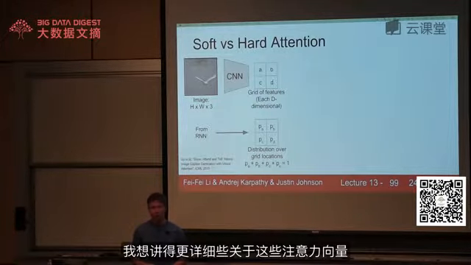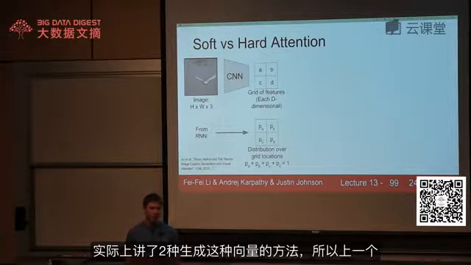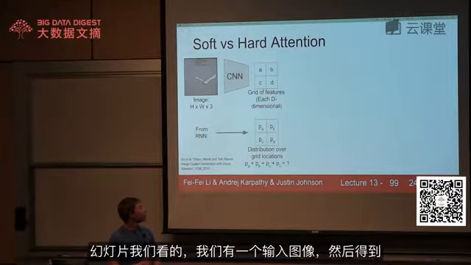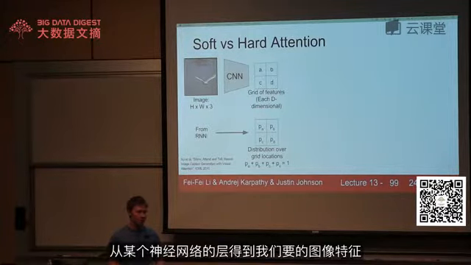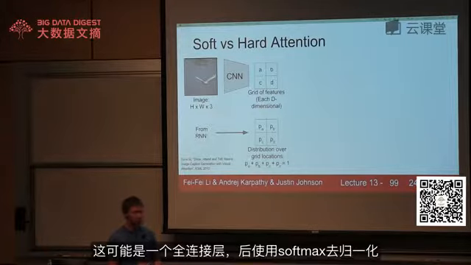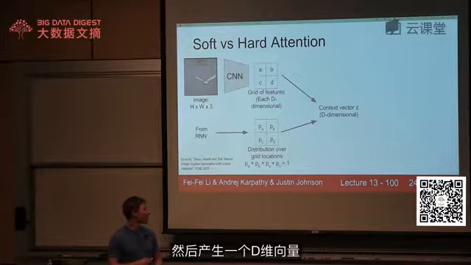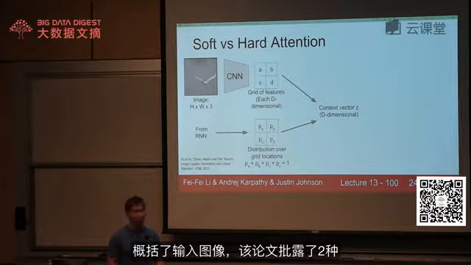So I wanted to talk in a little bit more detail about how these summarization vectors get produced. This paper actually talks about two different methods for generating these vectors. The idea, as we saw on the last slide, is that we'll take our input image and get this grid of features coming from one of the convolutional layers in our network. And then for each time step, our network will produce this probability distribution over locations. So this would be a fully connected layer and then a softmax to normalize it. And now the idea is that we want to take this grid of feature vectors together with these probability distributions and produce a single d-dimensional vector that summarizes that input image.